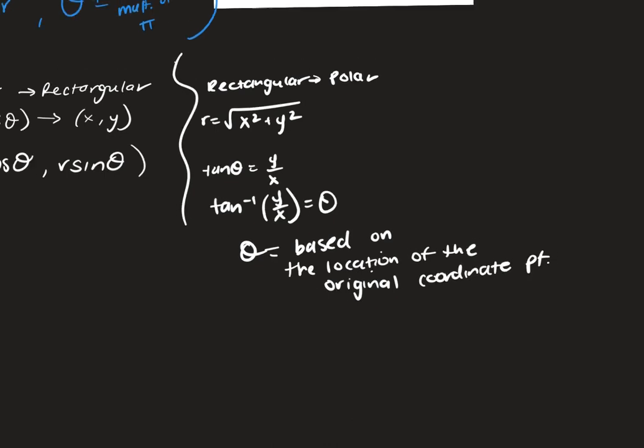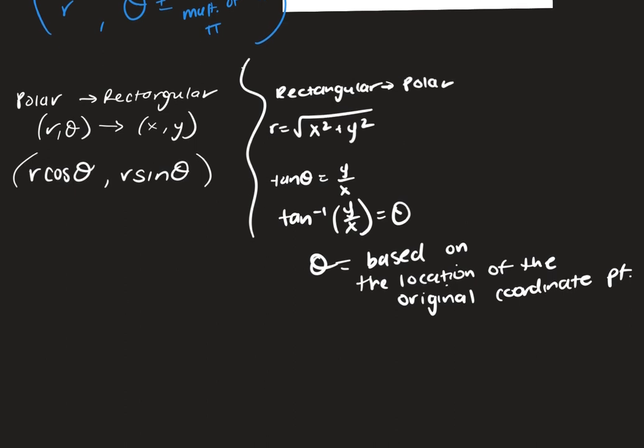So if my original coordinate point is in the first quadrant, then I pick the angle that would be in the first quadrant. If my original coordinate point is in the third quadrant, then I pick the angle from the third quadrant.